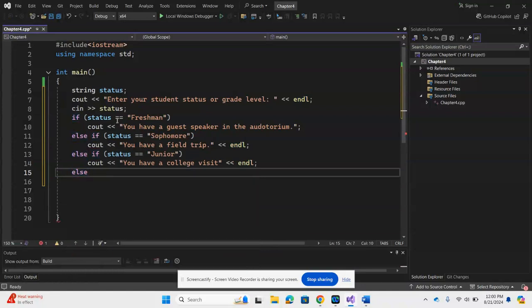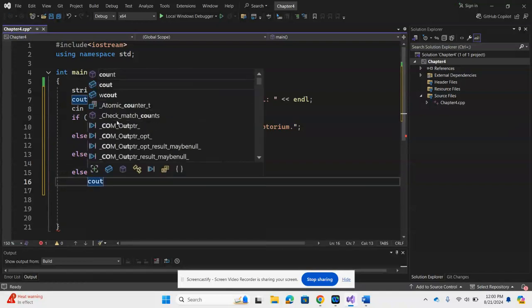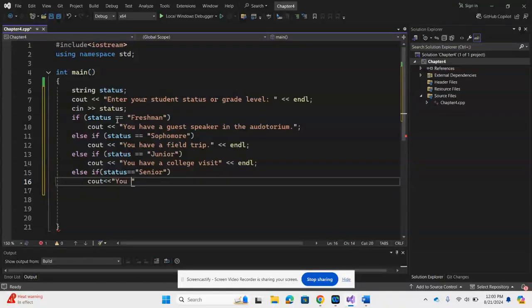Finally, I'm gonna put else because that's the last one. That means if you are not freshman, if you are not sophomore, if you are not junior, then you have to be senior. So I can put else as senior if I want to, but I can also put if you are senior, and then I'm gonna put else. That means if they enter anything else, then I'm gonna say invalid. So else if you are a senior, then you have something like, let's say, you will attend a graduation rehearsal, something like that.